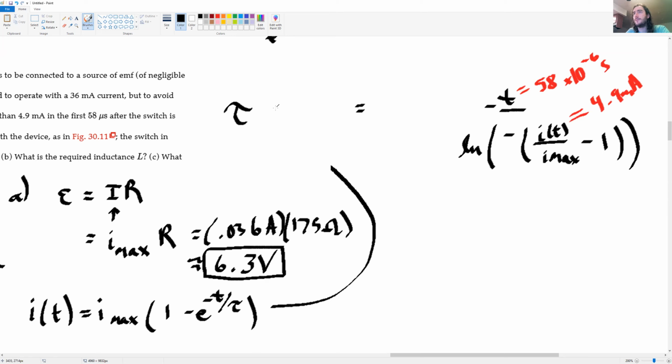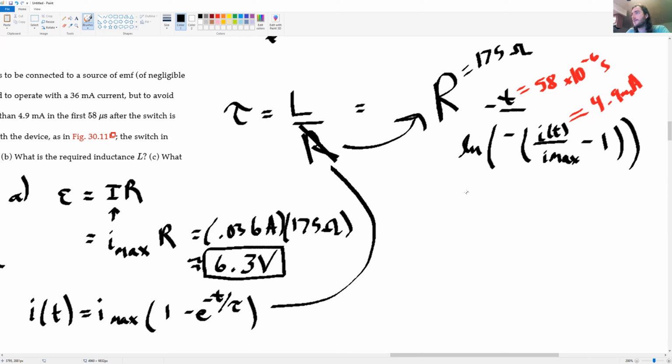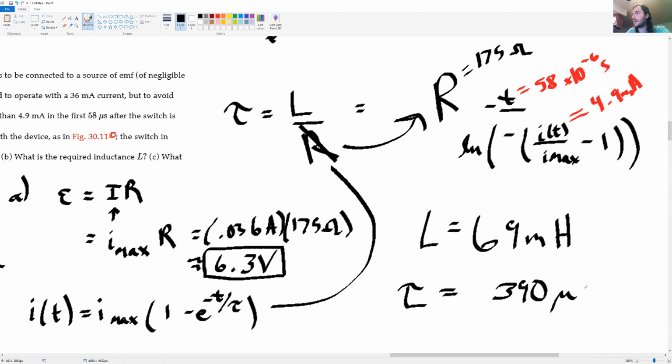For L. So tau is L over R, so we have to multiply this thing by R as well. And R is 175 ohms, yes, 175 ohms. So we end up with L is 69 millihenries. You can maybe put in the chat yes or no if you got that answer for that one. That one's a little bit long-winded. And once you have L, you can calculate tau as L over R. You get 390 microseconds.